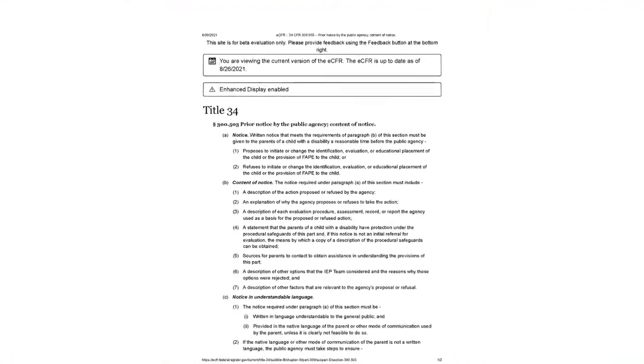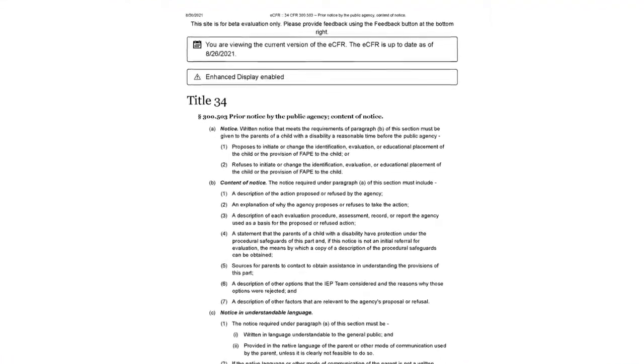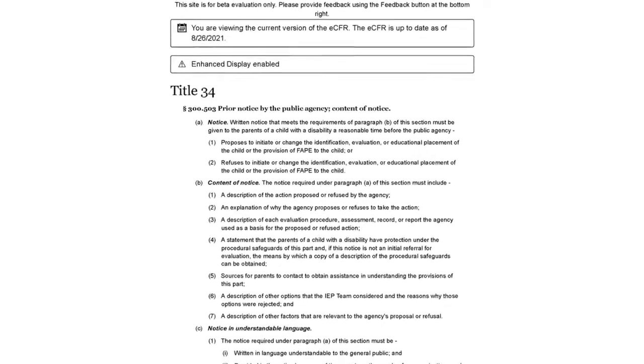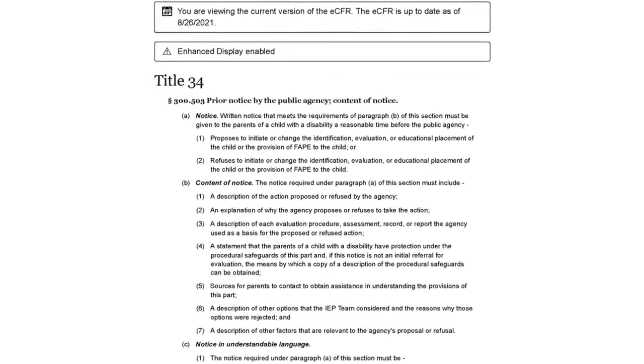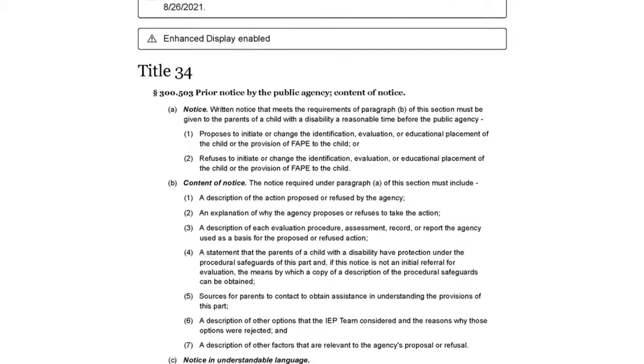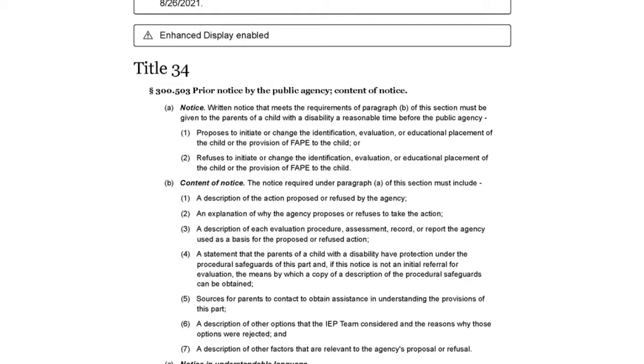They have to put in a statement that the parents of a child with a disability have protection. So when they tell you no, they have to include your rights to dispute their decision of their refusal to do the action that you asked them, okay? Then they have to provide you with sources for you to reach out to help with filing a dispute or what your next steps are. They have to put this in the complaint, in their prior written notice.